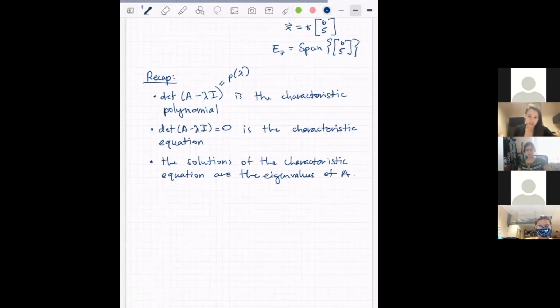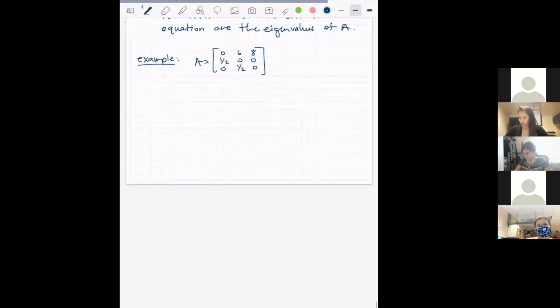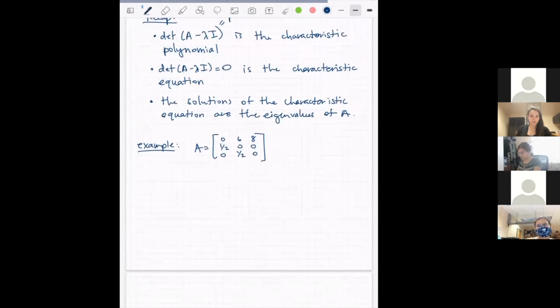Okay, so let's look at another example so we get more used to this. We'll do something a little bit more complicated. So this will be a 3x3 matrix. So this 3x3 matrix here, right? We are going to compute the determinant of A minus lambda I, right?